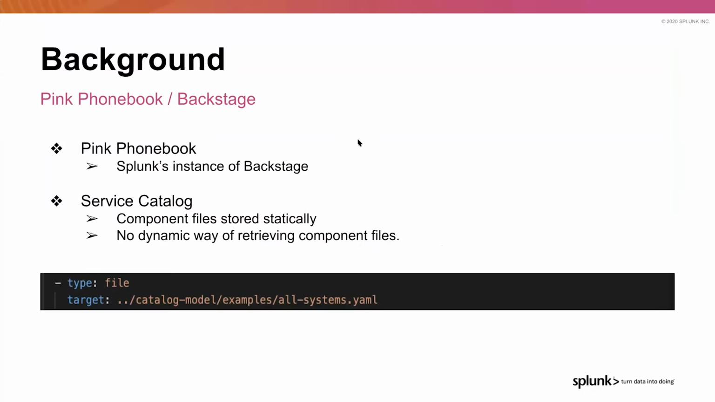So the background: Ping Phone Book is Splunk's instance of Backstage. That's just the internal name for it. Currently, the component files are stored statically, like you would see in the picture below. And the app config is just a dump of where these component files are saved locally. So my manager and the SRE org as a whole thought there could be a better way of pulling those more dynamically, hopefully on a hosted service like Amazon or Google GCS.